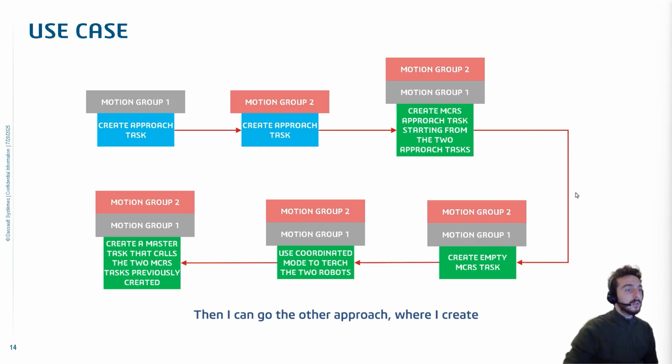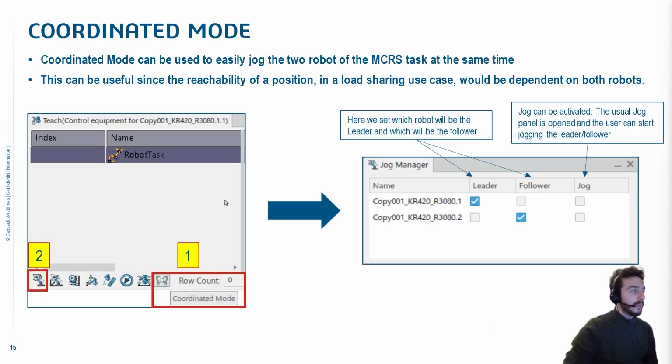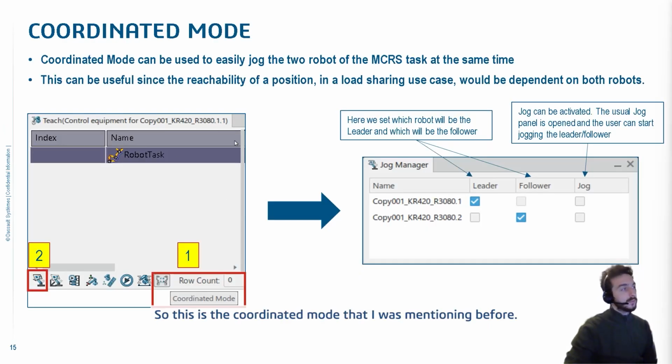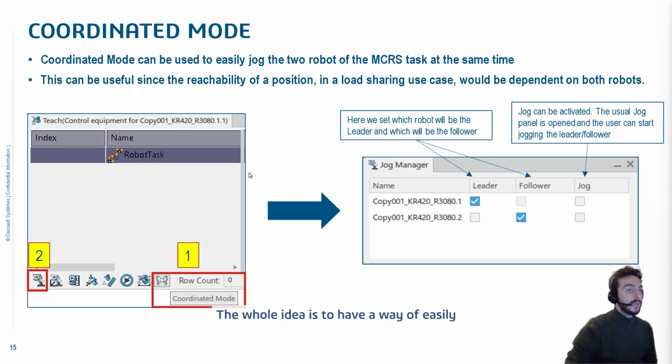Then I can go the other way, where I create an empty MCRS task by just checking the two motion groups, and then I can use the coordinated mode to teach the two robots, and we'll see that later. And then of course I can call a master task that will call the two MCRS tasks done in the two ways. This is the coordinated mode that I was mentioning before. The whole idea is to have a way of easily selecting who is the leader and who is the follower in an interactive way.